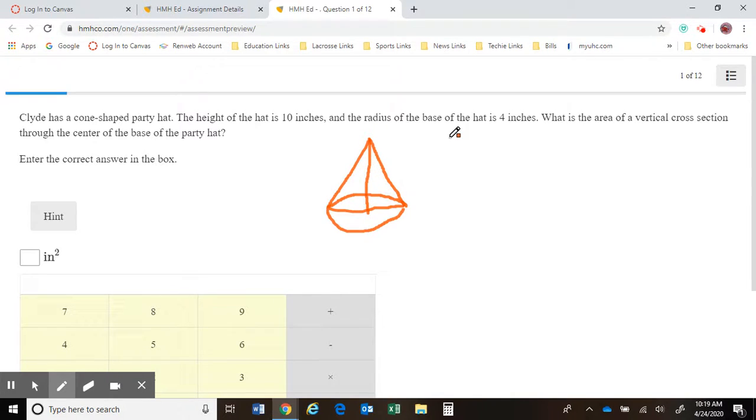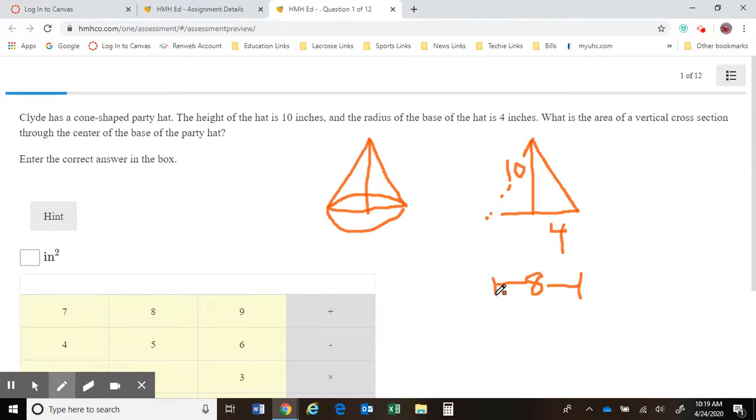Okay, so it looks like to me he's cut out a triangle. And I know that my triangle that he's cut out has a radius of 4 and a height of 10. But if I really take a look at the whole triangle he's cut out, it really has a base of 8. Okay, the whole thing is 8.